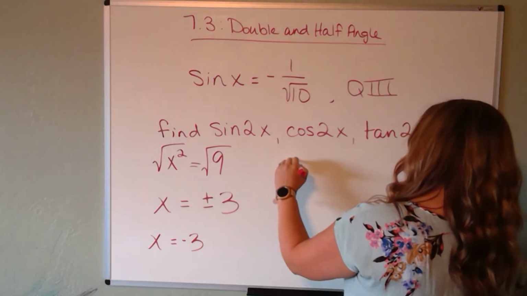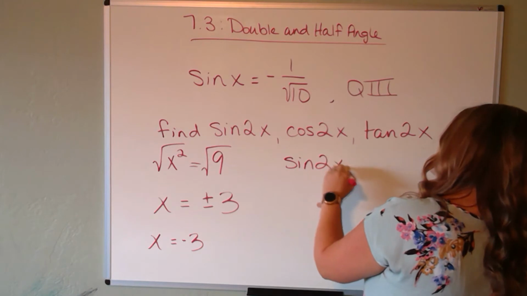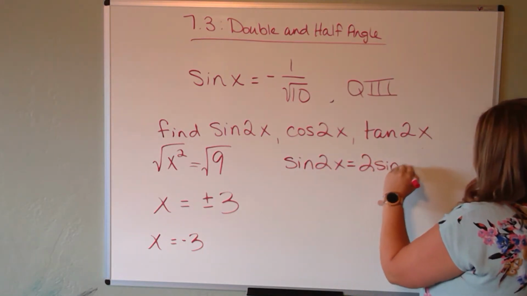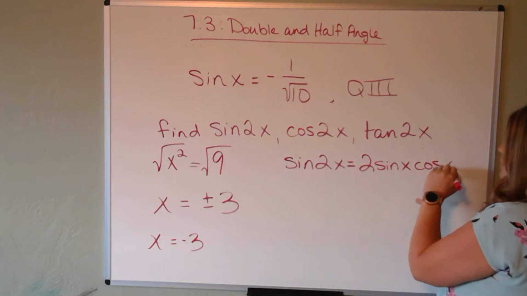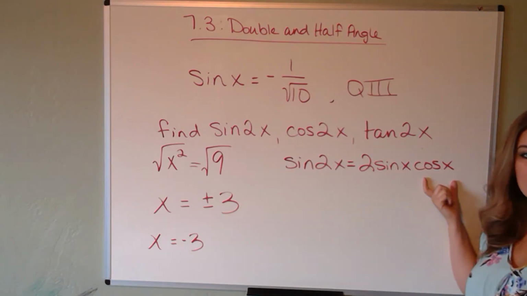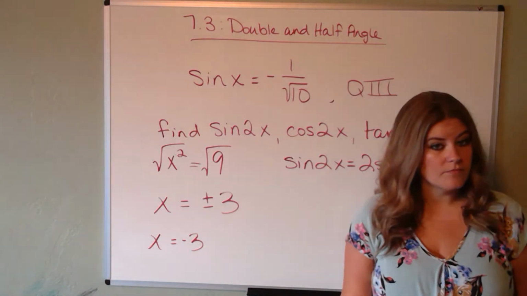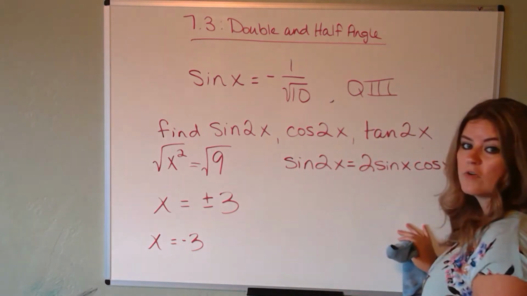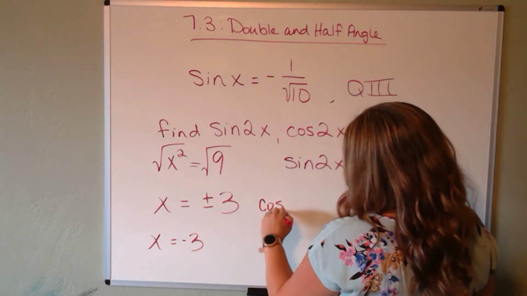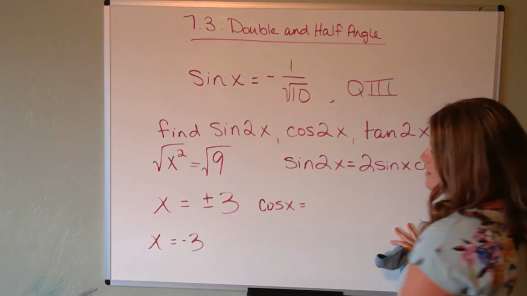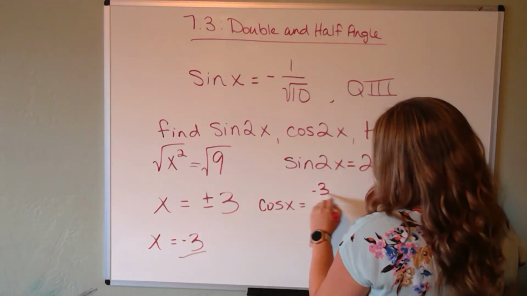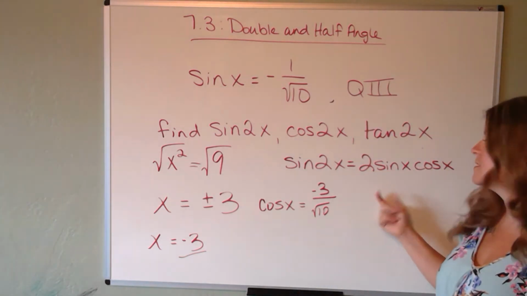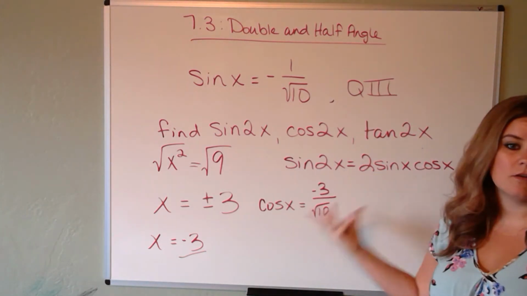Remember my goal here. I have to write this again because I erased it. Sine 2x. I needed 2 times sine x times cosine x. What I was looking for was cosine x. Do I have enough information to know cosine x now? Absolutely. Cosine is x over r, right? So the cosine of x is going to be -3 over root 10. And I'm just going to leave it like that. We're just going to use it in this formula, so no need to rationalize. This isn't our final answer.